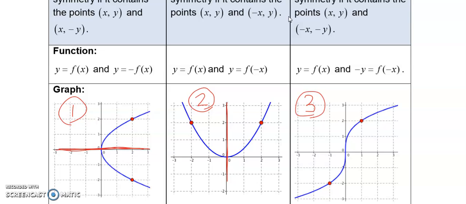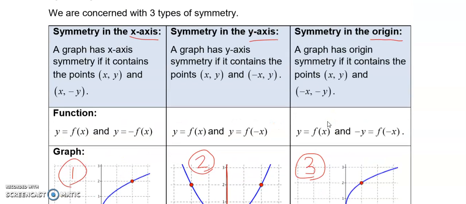And like I was saying in the previous section, you can think of a symmetry with the origin as a 180-degree rotation about the origin. And that's what they mean by symmetry. You don't really have a line of symmetry there. Instead, there's a point of symmetry. So you're just going to be testing a given function to see if it exhibits any of these three types of symmetry. So what is the test? How do we actually do that?